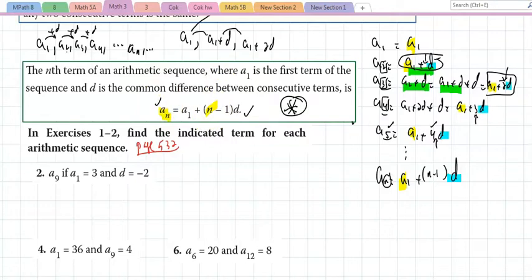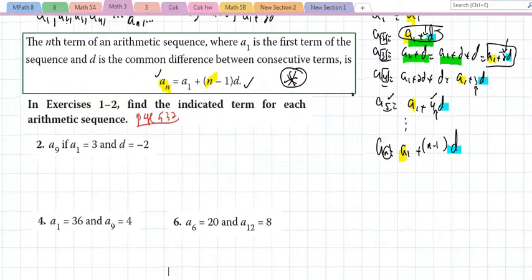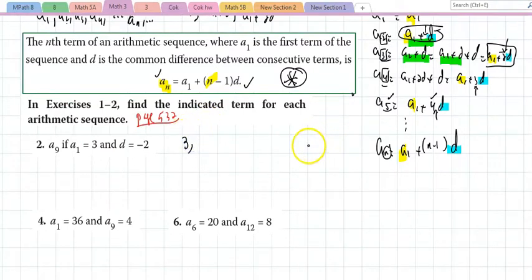Here they're saying on number 1, assume that a sub 1 is 3. Now this part I'm writing, you don't have to. The common difference is negative 2. So you add a negative 2, that's a 1. You add a negative 2, that's a negative 1. You add a negative 2, that's negative 3. Add a negative 2, that's negative 5. Negative 7, negative 9, negative 11, negative 13.